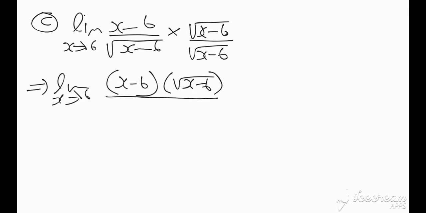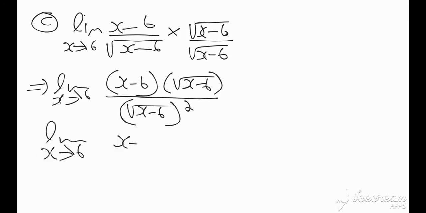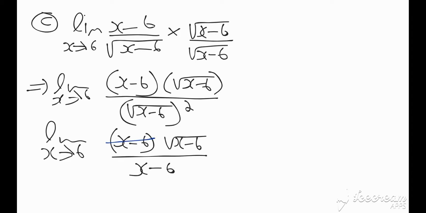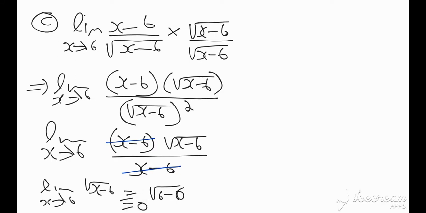My denominator now is a perfect square, so I'm going to have the root of x minus 6 all squared. So this becomes the limit of x minus 6 times the root of x minus 6 all over. Now, of course, when we square a root, naturally it will take out the square root, so I'm going to have x minus 6 here. So the x minus 6 will take out the x minus 6. This is going to leave me with the limit of root x minus 6 as x tends towards 6, which is going to give me the root of 6 minus 6, which is going to be equal to 0. And of course, you can write your concluding statement.